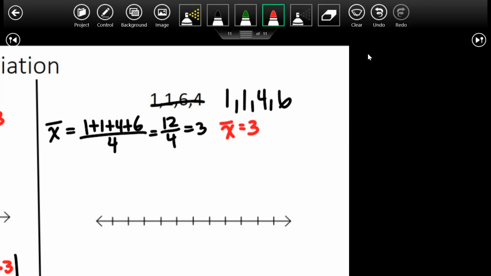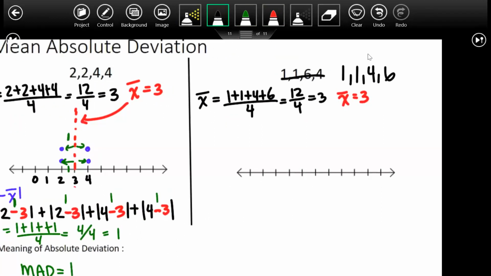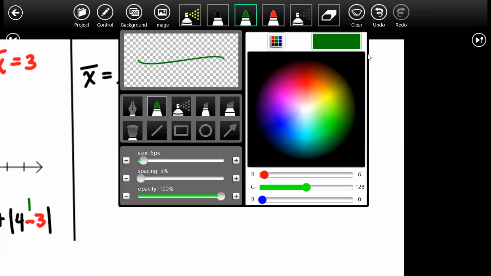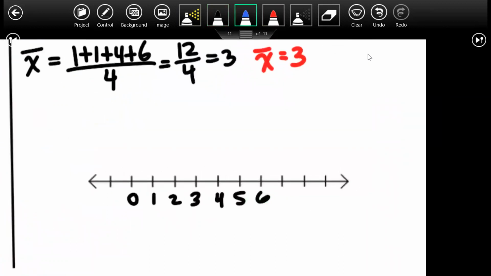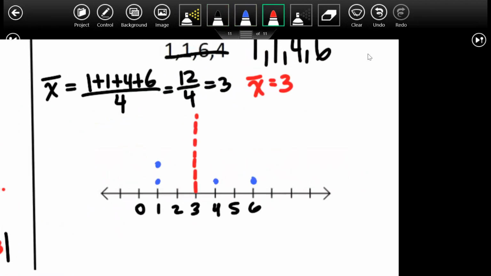Let's do the same number line. So this will be 0, 1, 2, 3, 4, 5, 6. If we had to graph these points out, we have 2 1s, 1 4, and 1 6. Our data points, dot plots, right? The mean will still remain in the middle of our values here. This tells me the average for all those values.